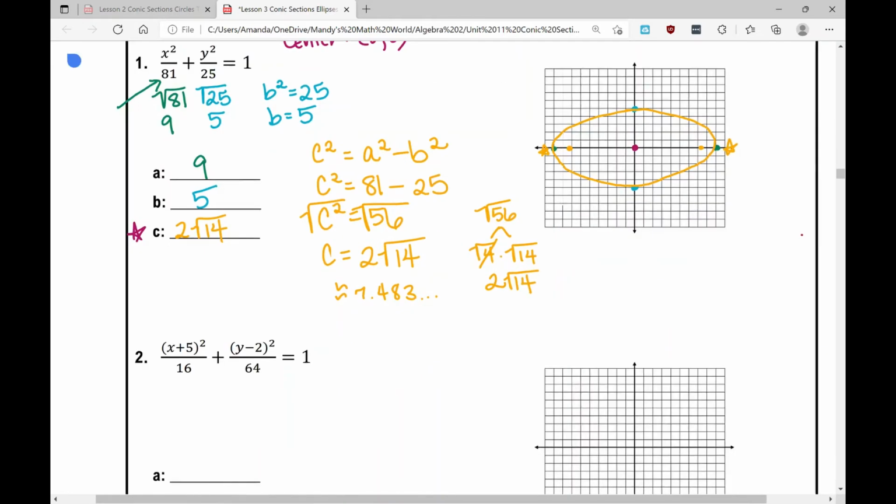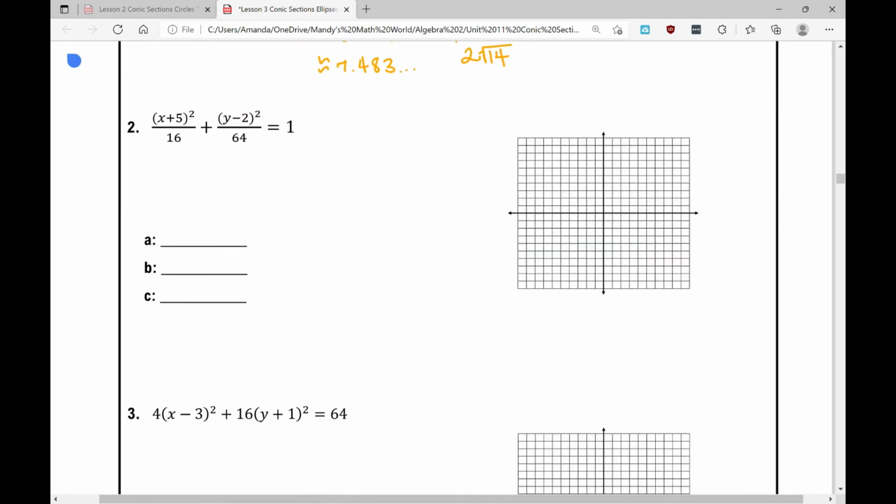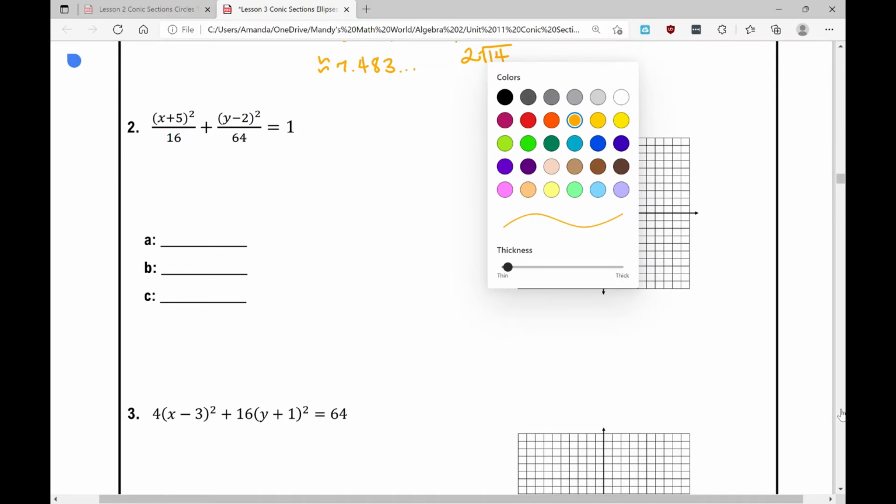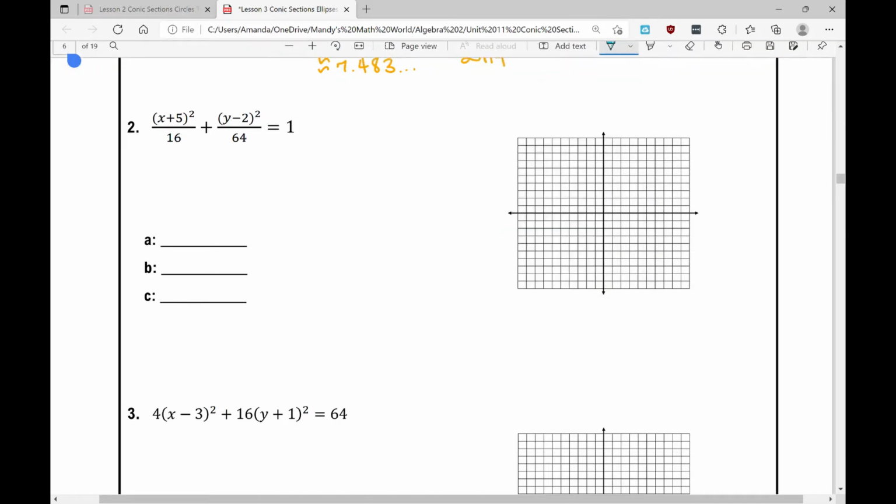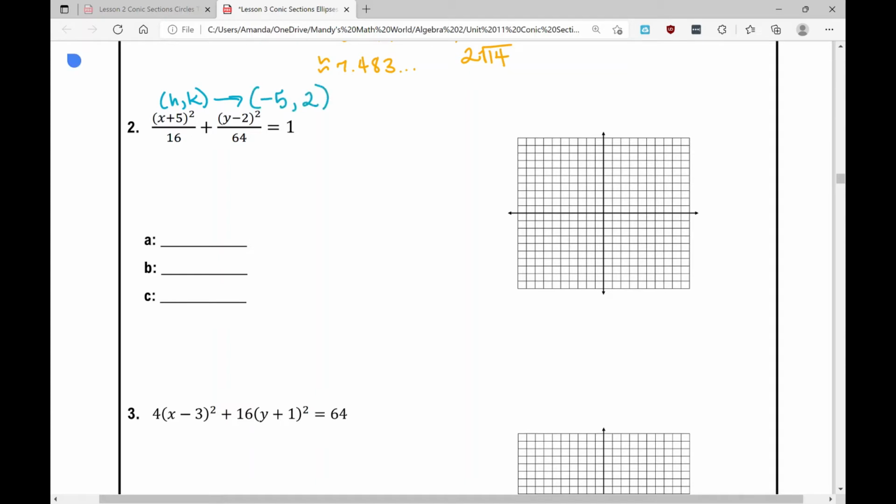So let's move on to example number 2. We're still graphing ellipses. And here's an example where my center is not at 0, 0. My H, K, the center, is found very similarly to the circles that we looked at, right? So for the center, I'm going to be moving left 5 and up 2. So left 5 would be -5, and then up 2 would be +2. So my center is at -5, 2.